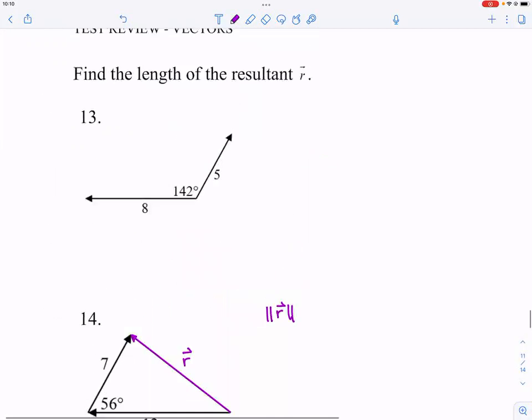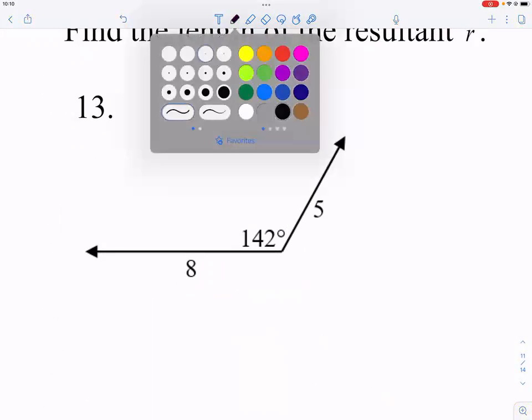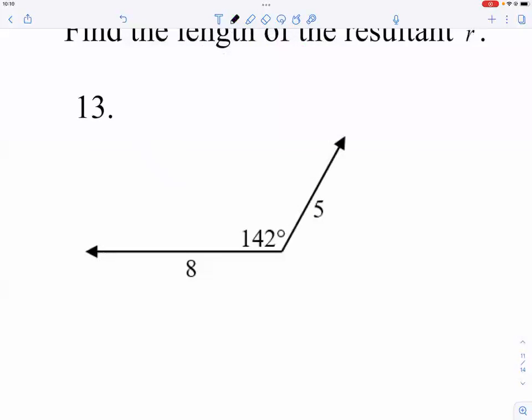But for number 13, okay, the resultant is not to join these two vectors together, but instead, you will need to move one of these two vectors together, okay? And now here's a challenging thing, and that is, what is this angle? How many?